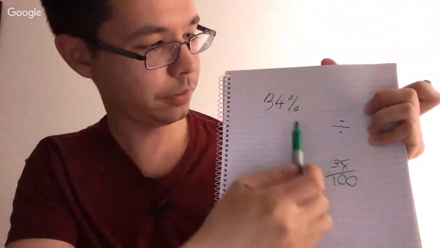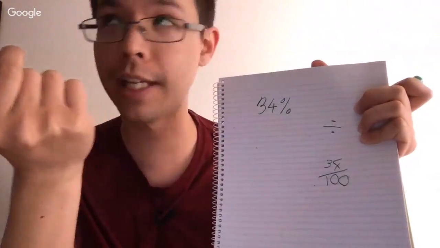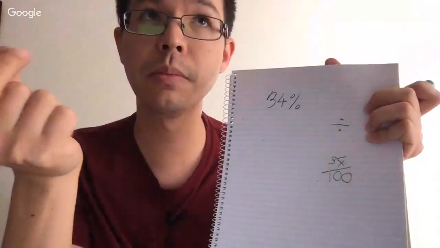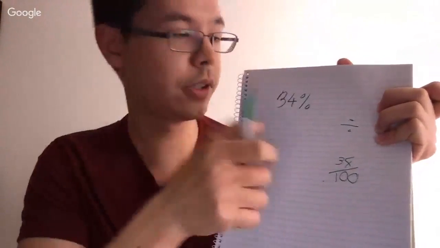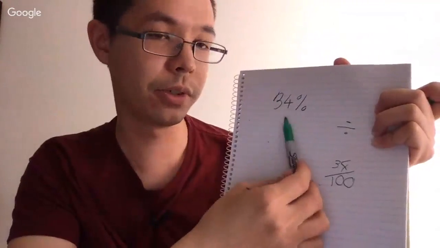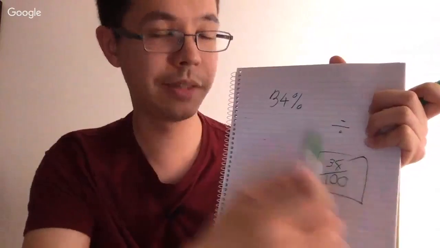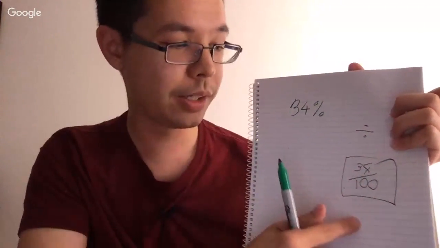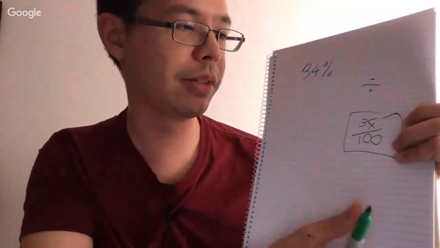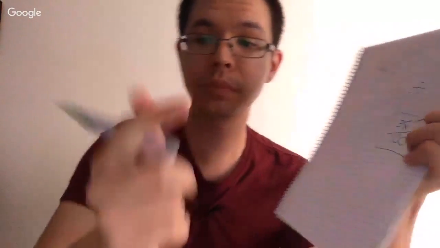So percentages, if you say the name out loud, it's a bit of Latin, I believe. Per means out of, cent means 100. So if you say 34%, you're actually saying 34 out of 100. So straight away, you've already turned it into a fraction. From there, you have to do a bit of figuring out to simplify. So you could probably divide top and bottom by 2 and see where that takes you.